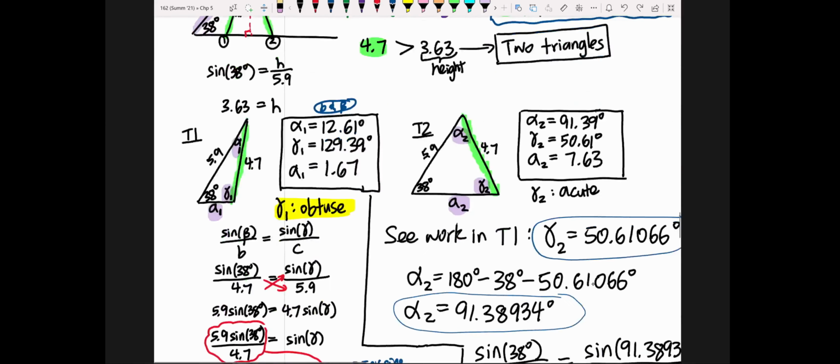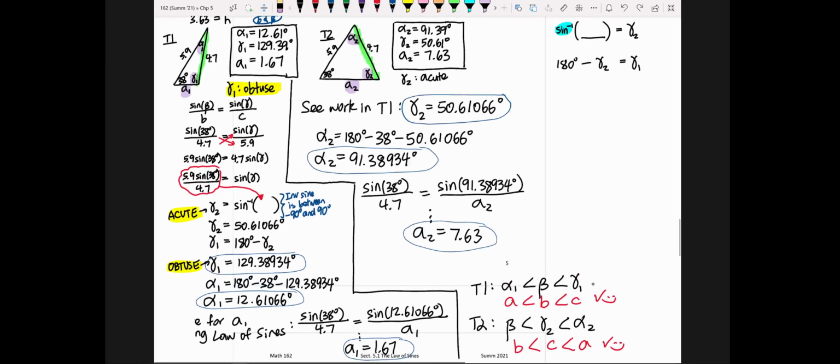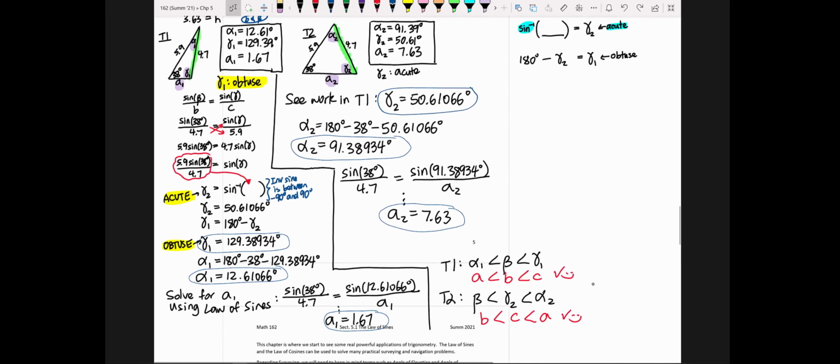Okay, so now when we're going to the setup for triangle 2, gamma 2 is the acute angle. We found that using inverse sine. Then from there, we got alpha 2. And from there, we got a2. So, Stephanie, does that clarify? Which part of the setup did you have questions on? I think I just had questions about T2.